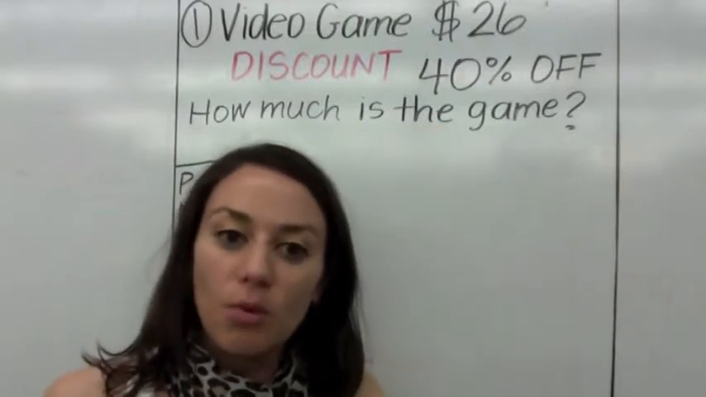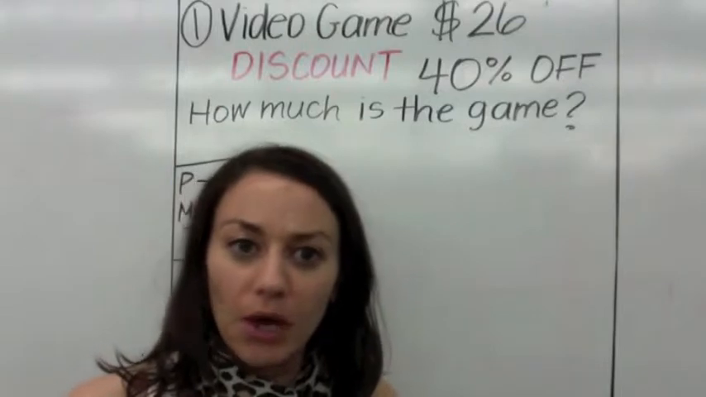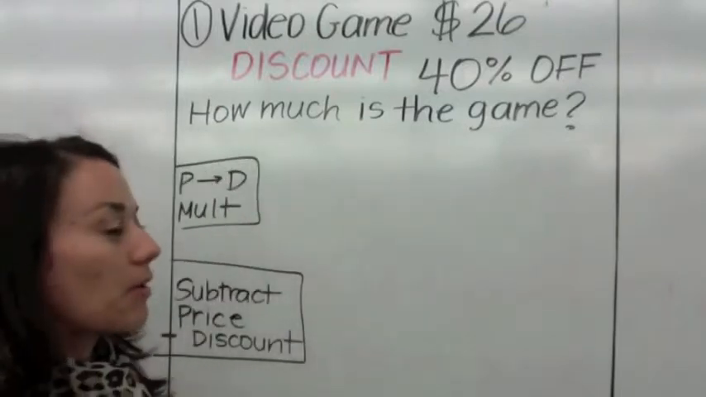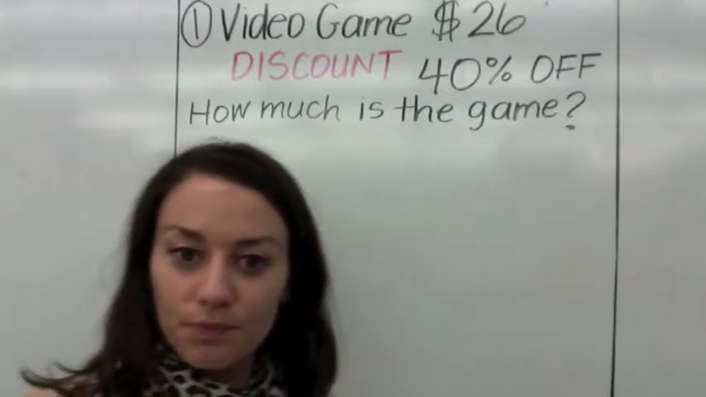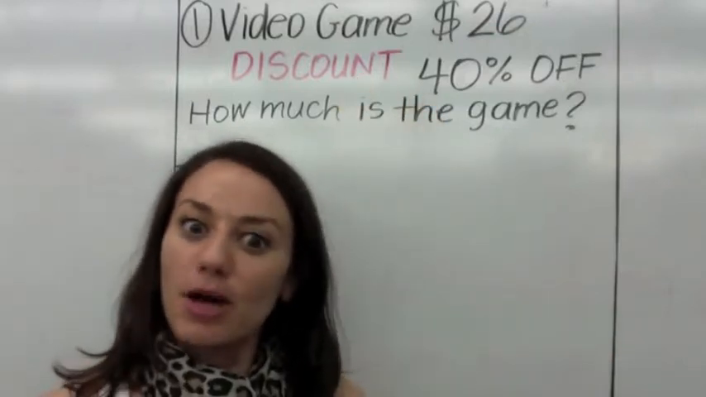And when you are ready, you're going to have to know how to calculate discounts. And here we go. If you want to buy a video game for $26, it says there's a discount, 40% off. How much is the video game?